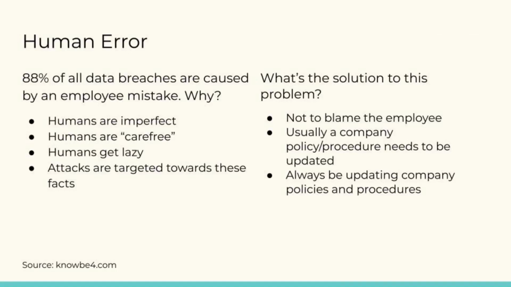Human error. 88% of all data breaches are caused by an employee mistake. This number went up by 6 percentage points since last year. Why? Humans are imperfect, they are carefree, they can get lazy, and most attacks are actually targeted towards these facts. We can get stuck on these facts when looking at data breaches.